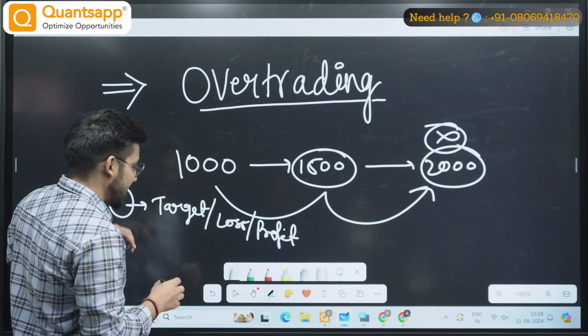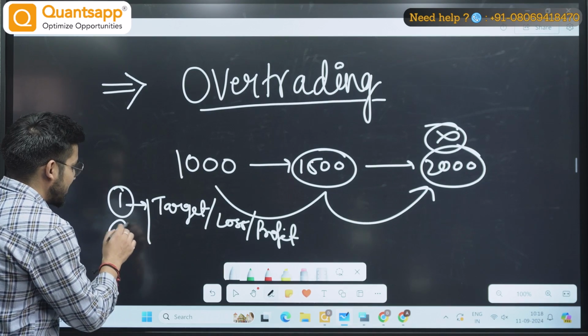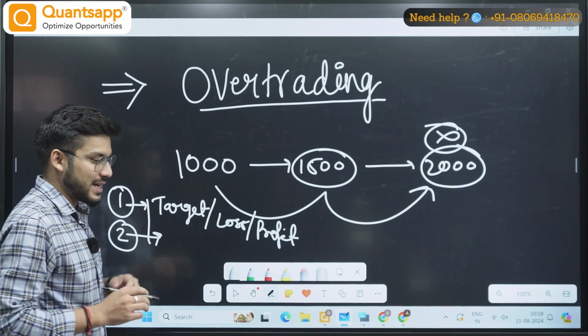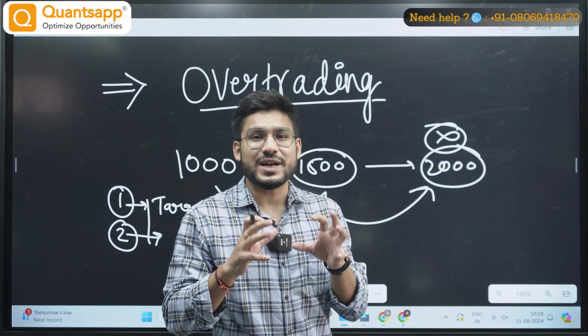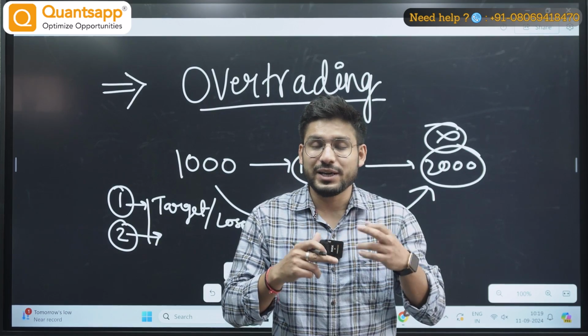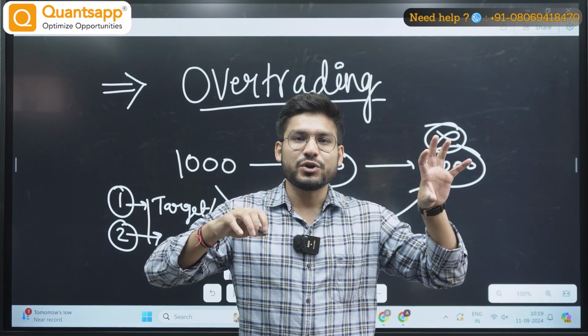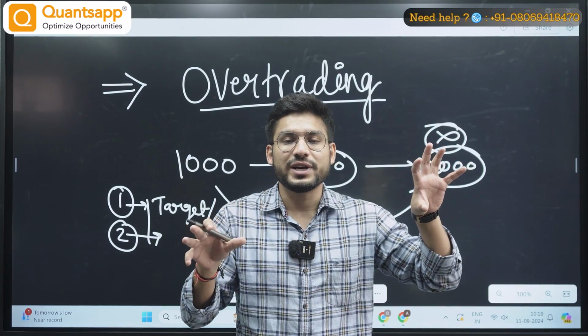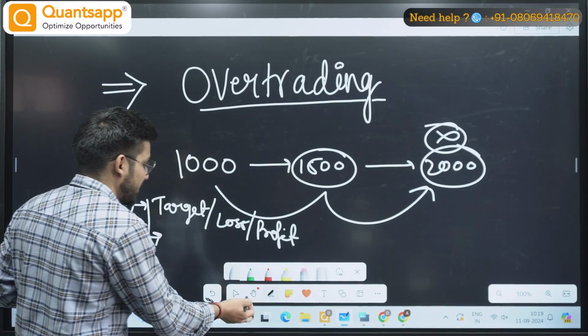Then the second thing that comes here: why people overtrade. Basically, you are not having any particular strategy, or you are not following that strategy. If you have a strategy and you are entering before that strategy, or you are not following that strategy, then you are overtrading in the market, right? Now let's see what the impact of this overtrading will be.